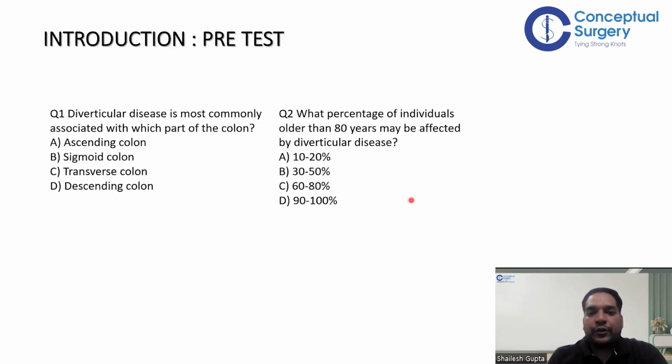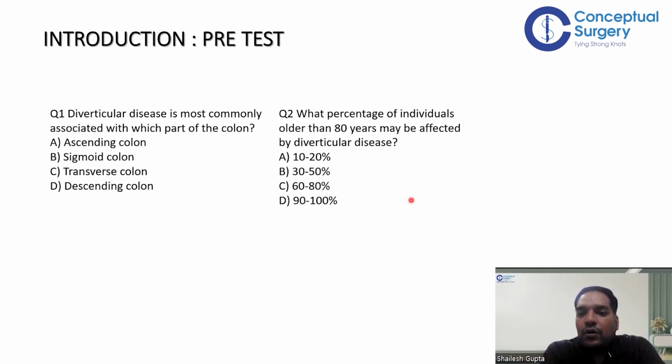So first introduction. So these are the few questions. I would request the students to please write their answer in chat box. Question number 1. Diverticular disease is most commonly associated with which part of the colon? Which part of colon सबसे ज्यादा commonly हमें diverticular दिखते हैं? Ascending colon, sigmoid, transverse और descending colon. काफी basic question है, right?